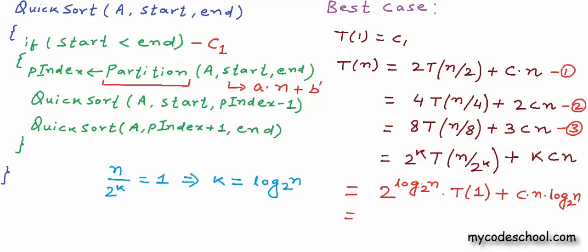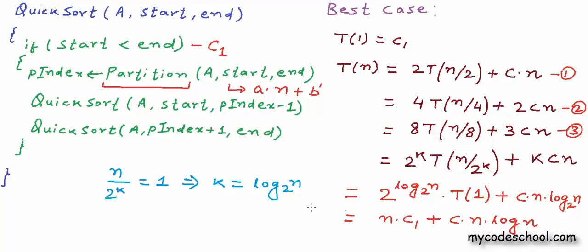2 to the power log n to the base 2 will be equal to 1. T1 is c1. 2 to the power log n to the base 2 will be n. T1 is c1, and this will be c into n into log n to the base 2, and if base is understood, then I can write this as log n.